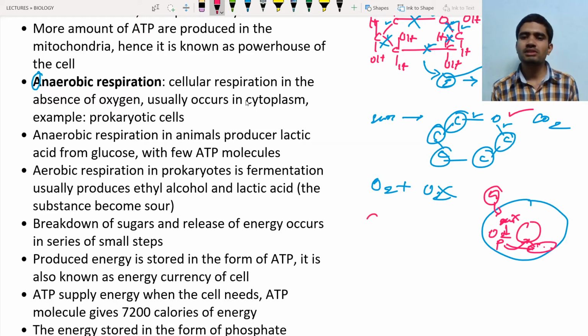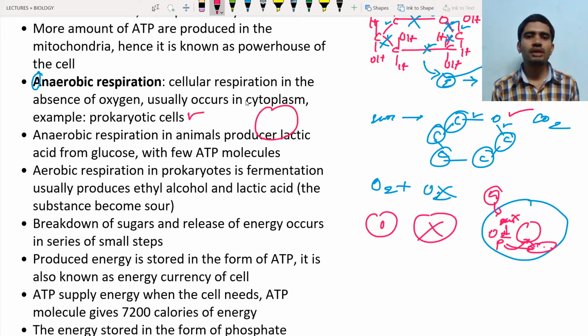Eukaryotic cells means the cells which have a nucleus. So this is the eukaryotic cell which contains the nucleus, and in a prokaryotic cell there is no nucleus present. So this is a main difference between the prokaryotic and eukaryotic cells. Anaerobic respiration is mainly seen in the prokaryotic cells. The reason is that prokaryotic cells do not contain mitochondria. Most of the cell organelles that can be seen in the eukaryotic cells, you cannot see in the prokaryotic cells. So this is one of the main features of why this kind of respiration is seen in them.